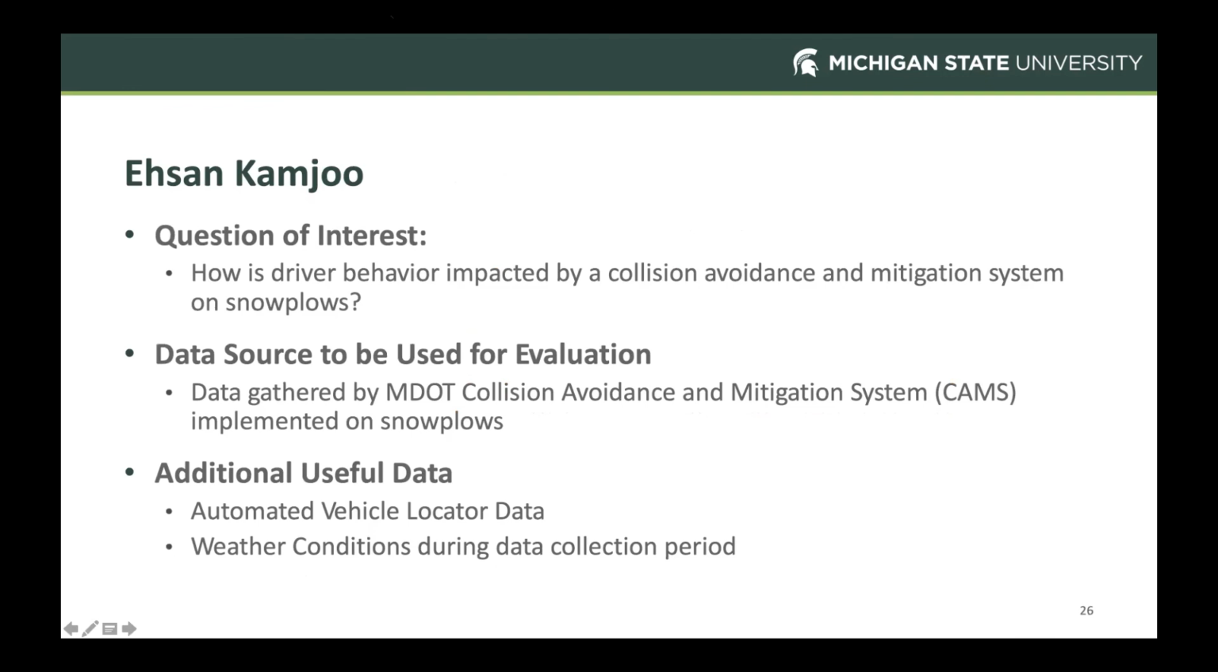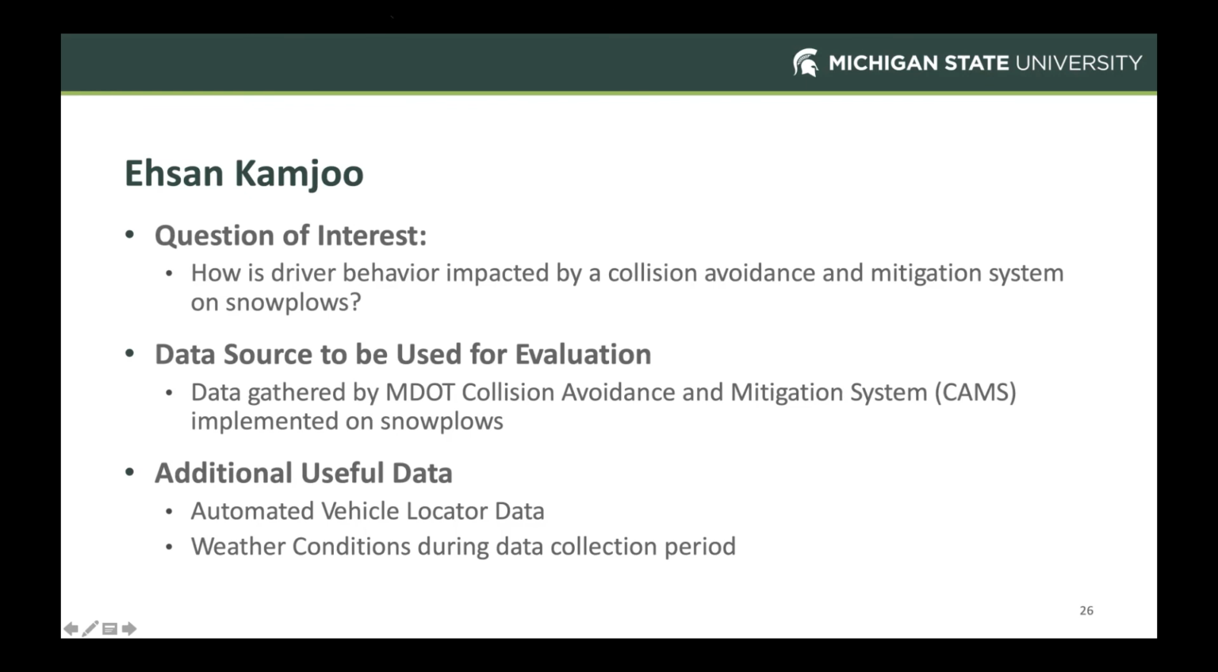Hi everyone, my question is, how is driver behavior impacted by collision avoidance and mitigation systems on snowplows? The data source that I'm going to use is the data gathered by MDOT's collision avoidance and mitigation system, which is implemented on MDOT's snowplows. It consists of radar and also a warning system.